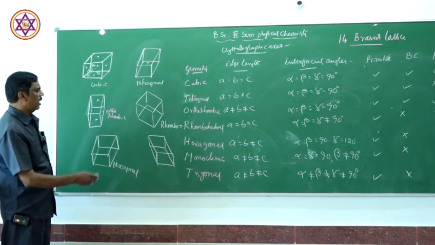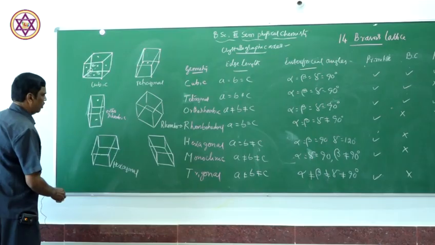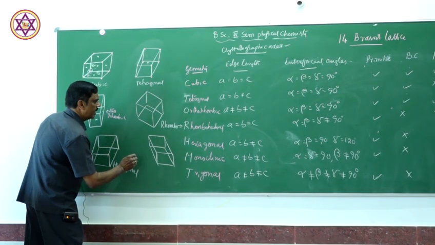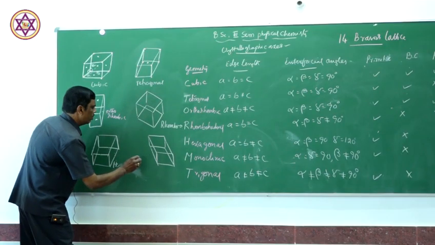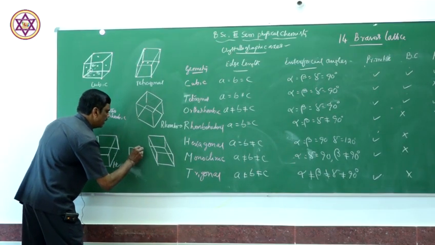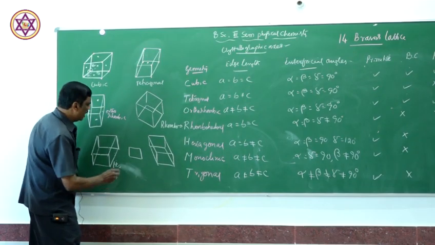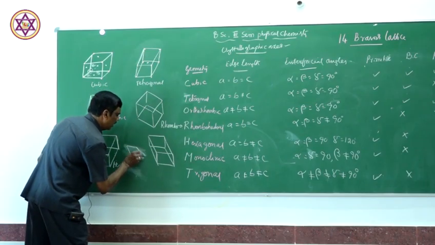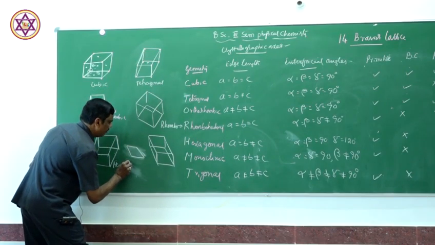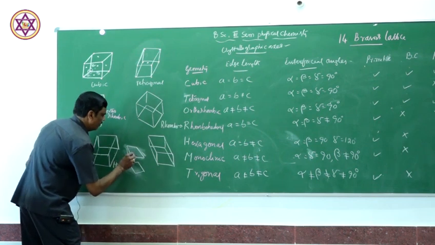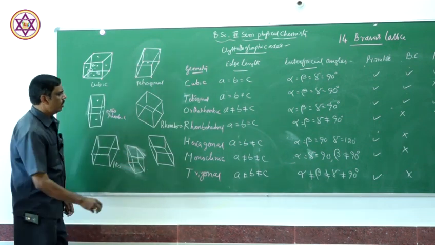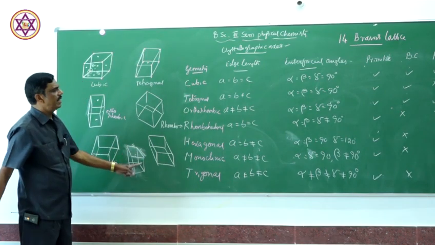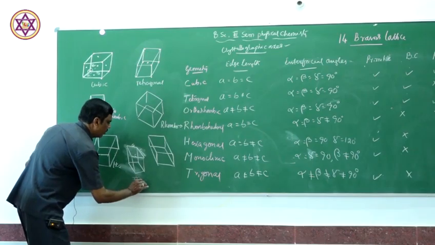Monoclinic. In trigonal, A is not equal to B, not equal to C, and all the angles are not equal to 90. So, that can be represented like this. A is not equal to B, not equal to C, and the angles are not equal. So, this trigonal has A not equal to B, not equal to C, and all the angles not equal to 90, and this is trigonal.